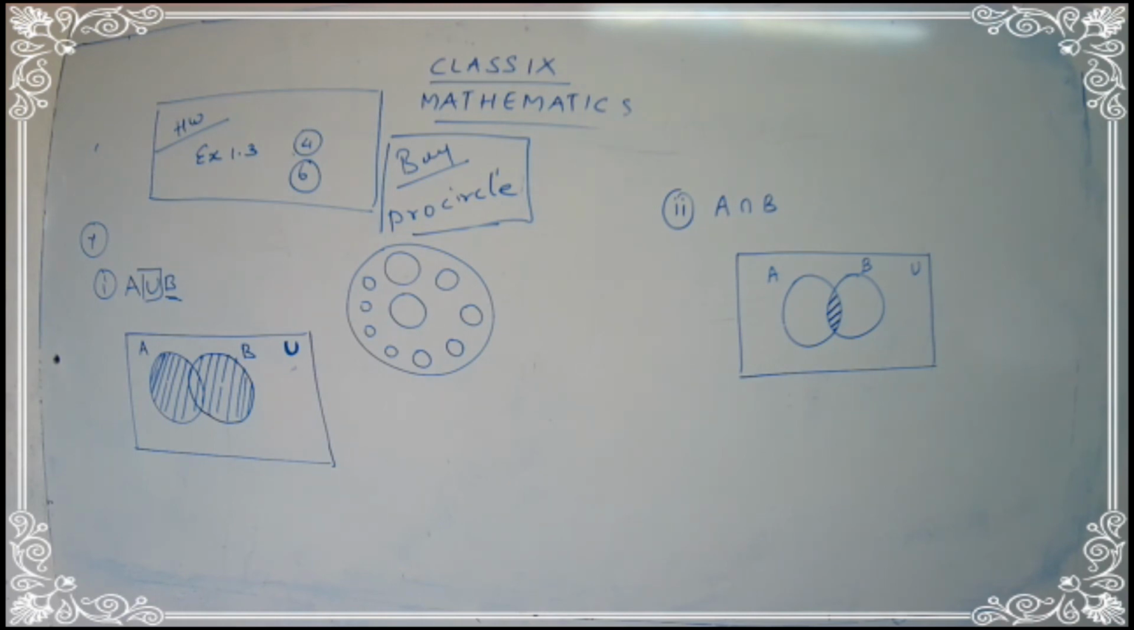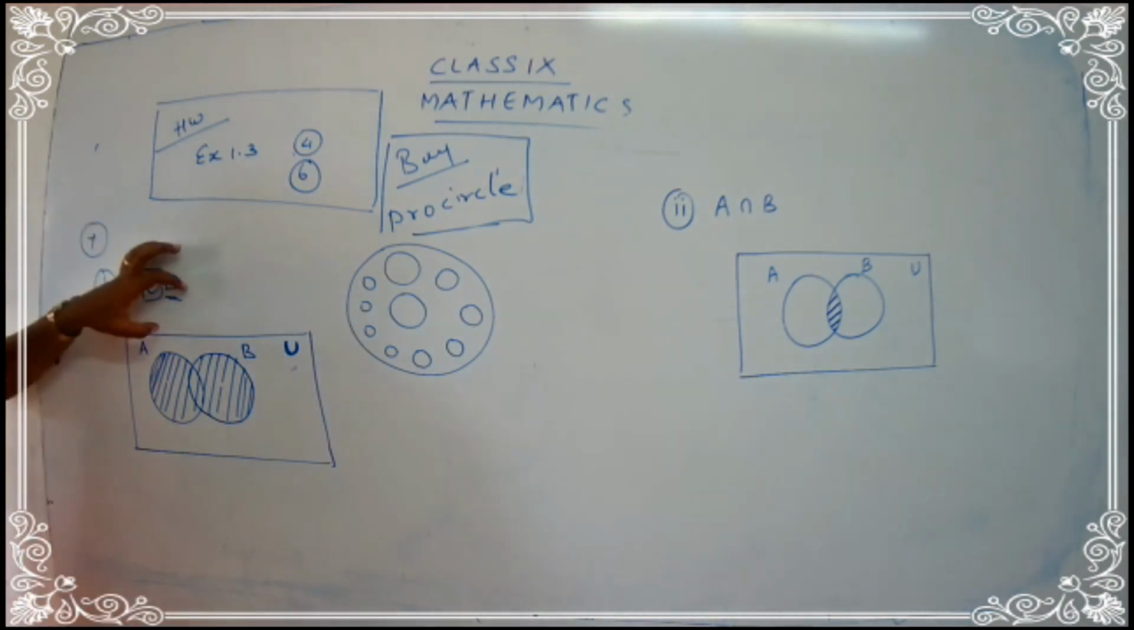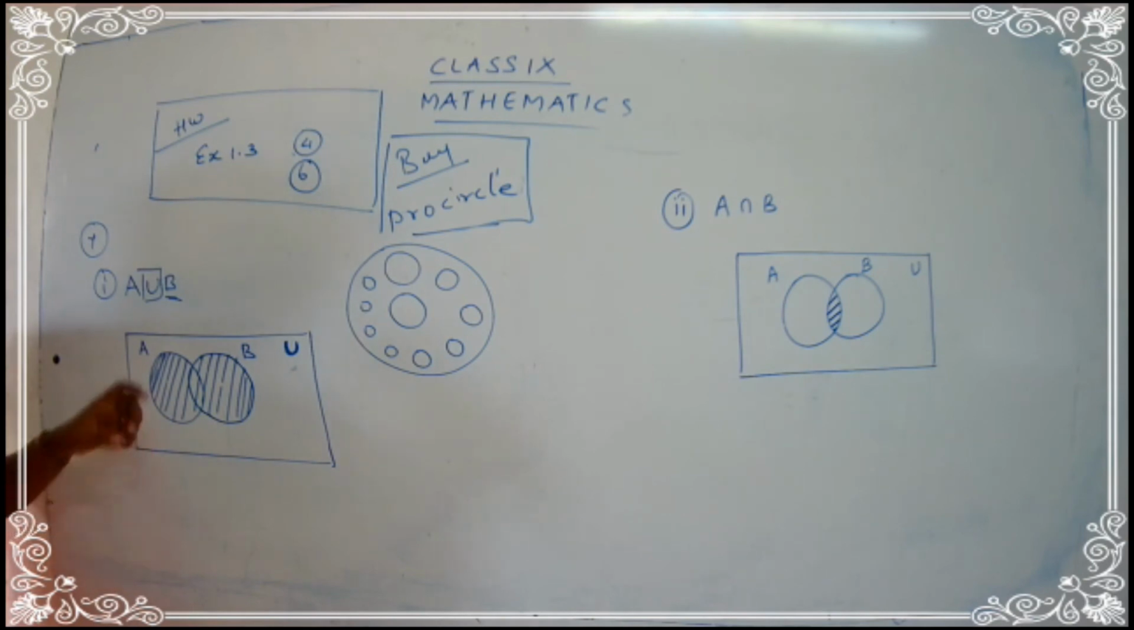Children, so now I have taught you how to present a set using a Venn diagram. I told you the meaning of Venn diagram. Presentation of a set means you are representing the set in the form of a diagram. And this diagram was discovered by John Venn. He was an English mathematician. Okay, children? So we are using a Venn diagram.